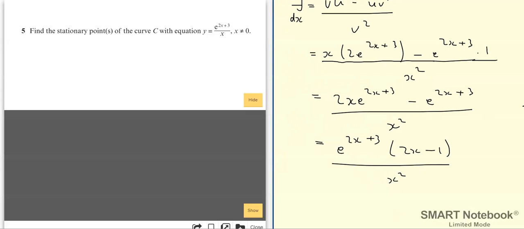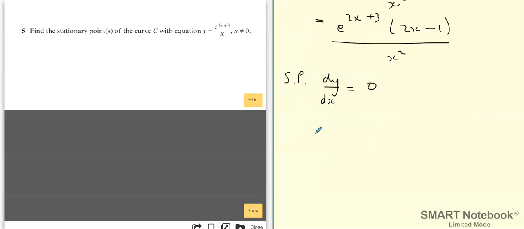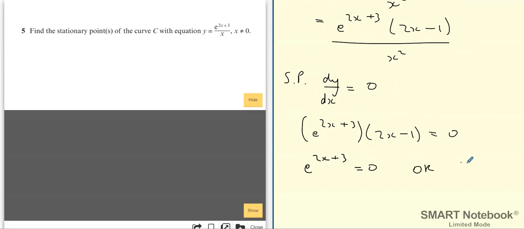Now, I think about stationary points. At a stationary point, dy by dx equals 0. And I said to you last time that only the numerator ever is going to equal 0 when you make a fraction equal to 0. So at that point, we should have said e to the 2x plus 3 times by 2x minus 1 equals 0. So I've got essentially the first bracket equals 0, or 2x minus 1 equals 0.